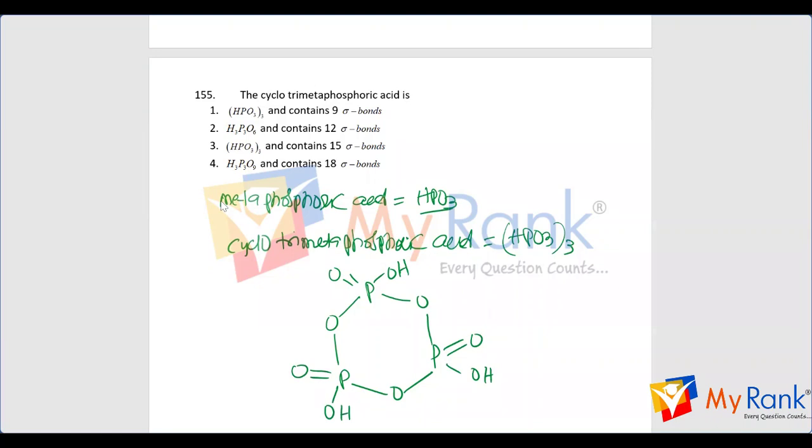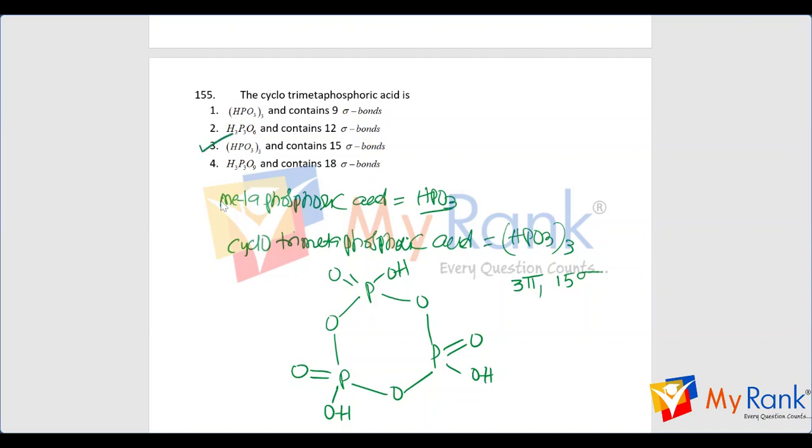In this one, how many sigma bonds and how many pi bonds? Just count here, 3 pi bonds are there. Sigma bonds: 1, 2, 3, 4, 5, 6, 7, 8, 9, 10, 11, 12, 13, 14, 15, including the O-H bonds also. So there are 3 pi bonds and 15 sigma bonds. Therefore, cyclotrimetaphosphoric acid is HPO3 taken thrice and has 15 sigma bonds.